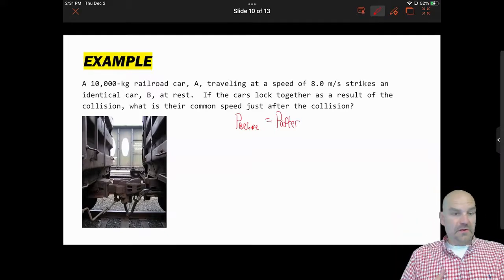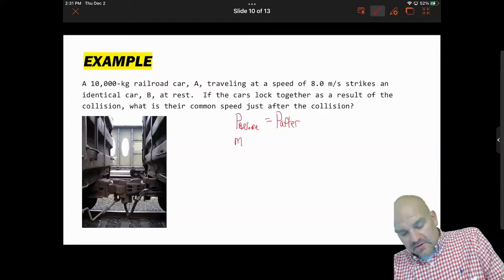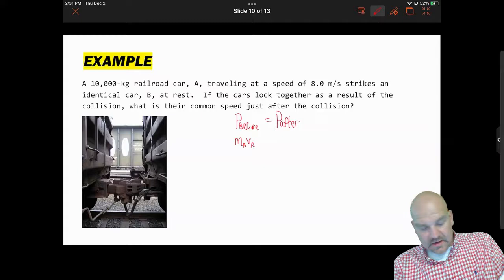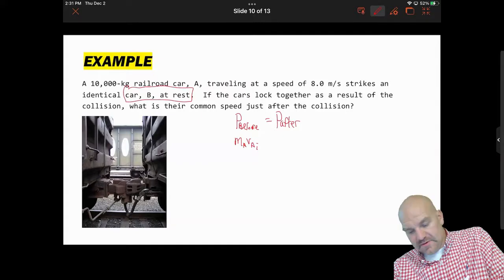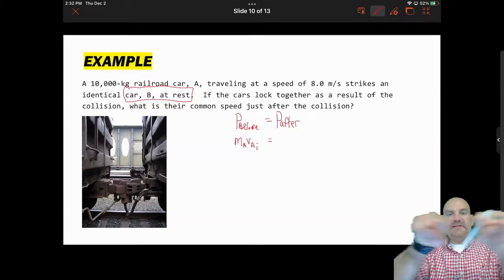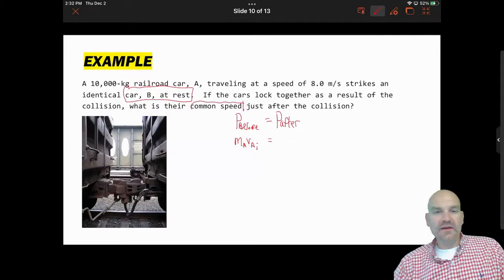And now I'm going to write down, I have two objects. So my before momentum is just simply from car A, because it tells me that car B is at rest, so I don't have to write that down. And that's going to equal, now they're going to hit and stick together, which tells me that there's one big mass. And they even say it right here, there's a common speed.